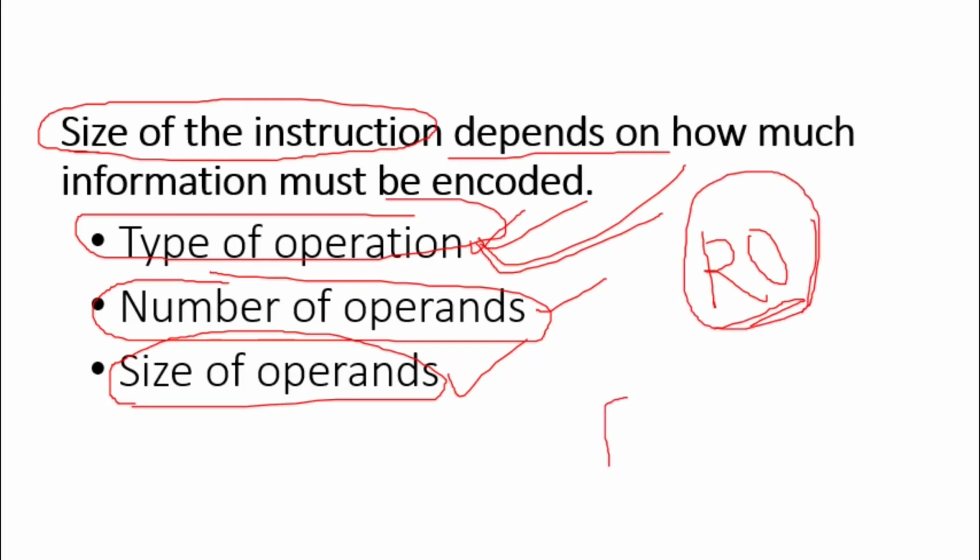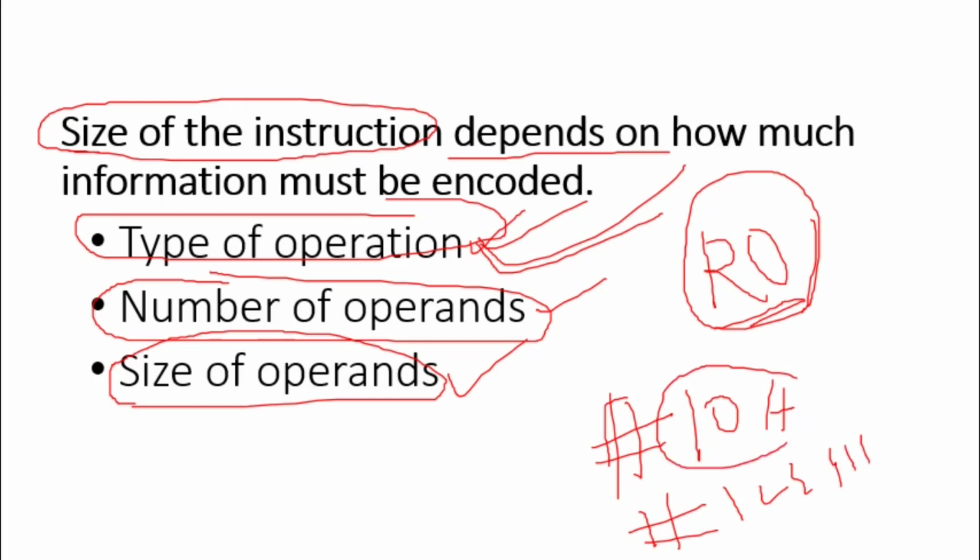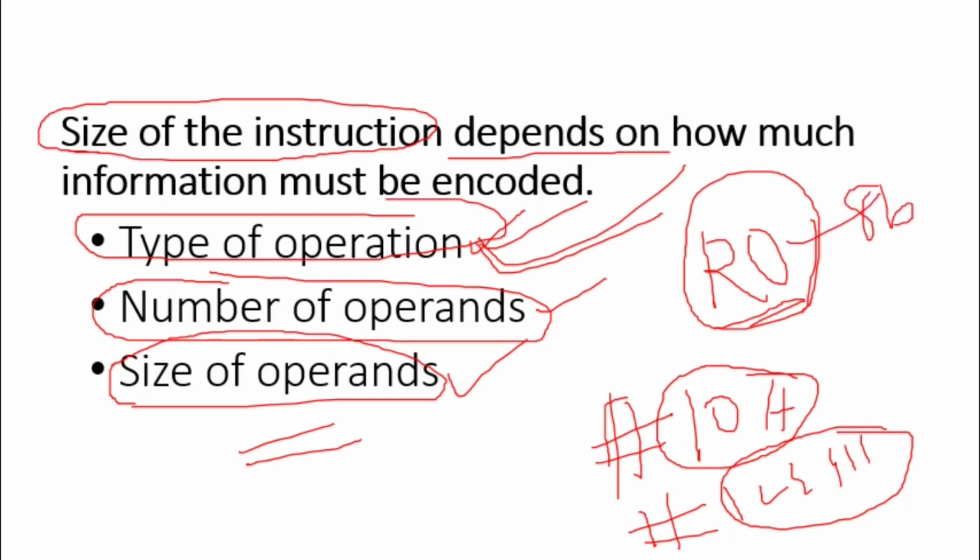Suppose I am mentioning an immediate value 10H. And in one more instruction, if I mention another immediate value 1234H. Now 10H is only 1 byte and 1234H is 2 bytes. So the size of the operand I am using matters. Suppose R0 may be considered as an 8-bit register, or sometimes it might be considered as a 16-bit register. So the size of the operand is a major factor to decide the size of the instruction.